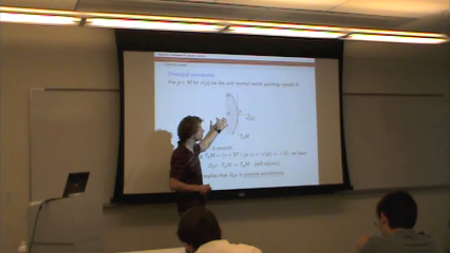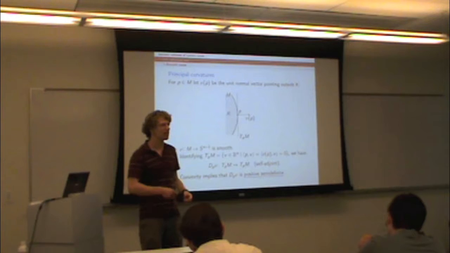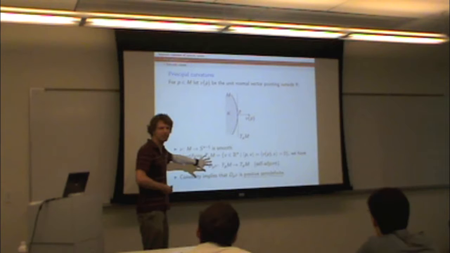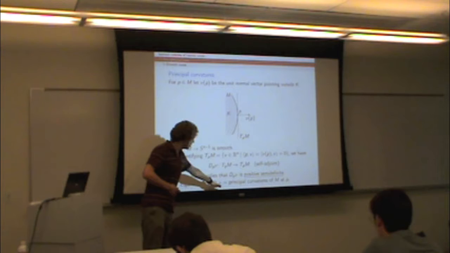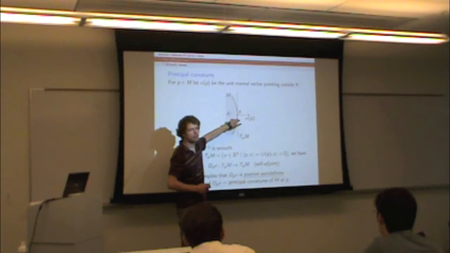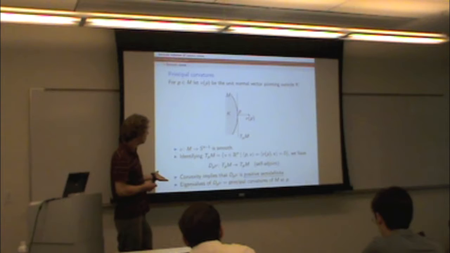This makes sense because if you have a convex curve, then convexity means the second derivative should be positive, or not negative, and this is exactly this. And now the eigenvalues of this linear operator are the principal curvatures of M at this point. Okay, and this way we get an explicit formula for the intrinsic volumes of smooth cones.